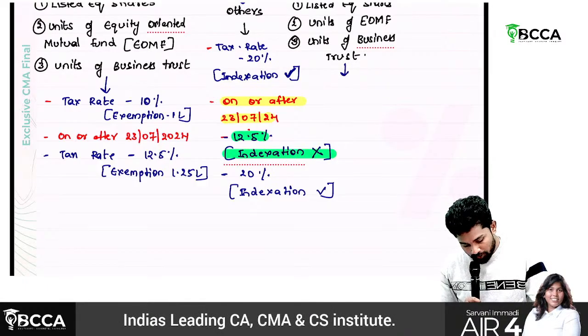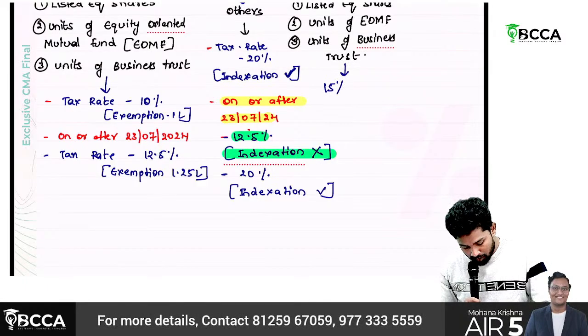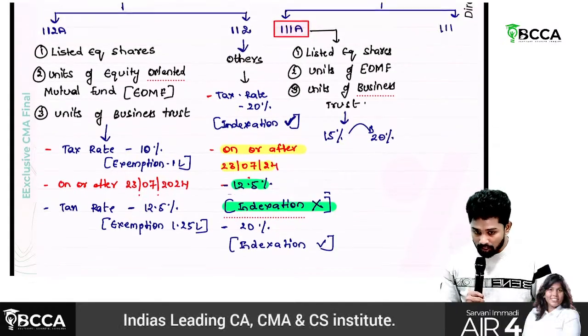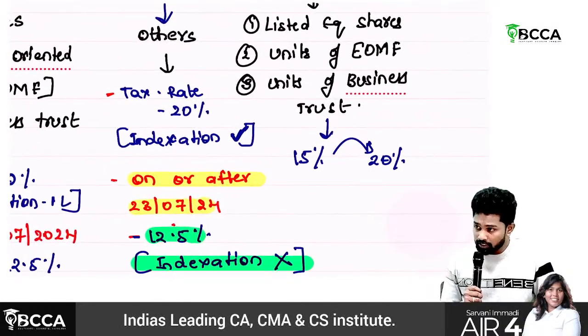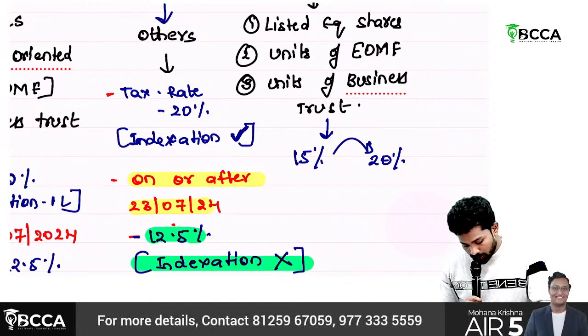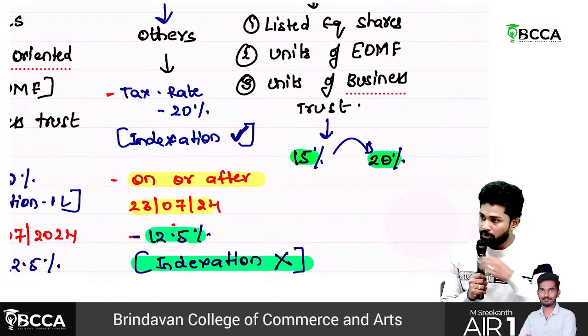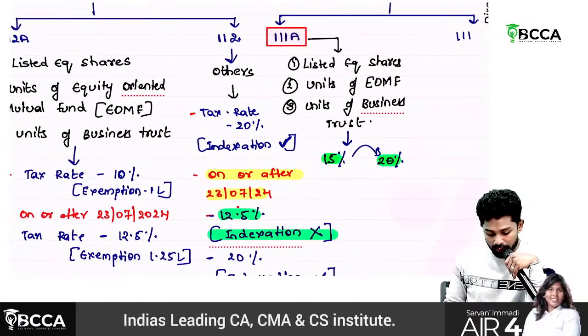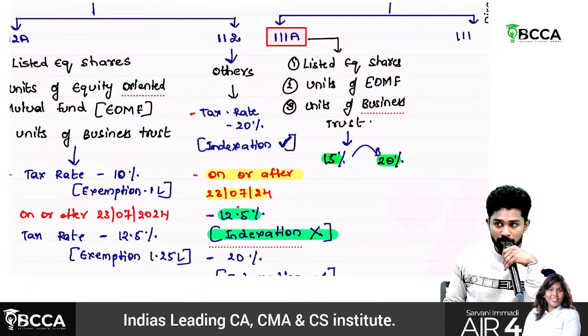It used to be 15%, sir. I'm not writing it more clearly, I hope you'll understand now. It was changed to 20%. Which date, you can easily understand. Which date? 23rd July. It used to be 15%, but now changed to what rate? 20%. Listed equity shares, units of equity oriented mutual fund, units of business trust.